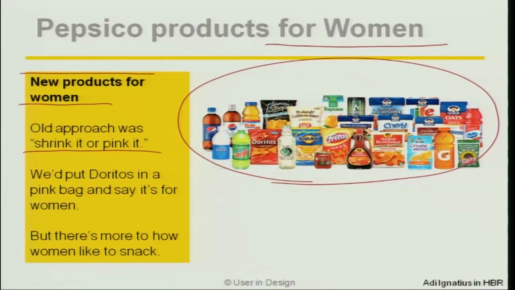So they say that we'd put Doritos, which is one of their very popular chips, in a pink bag and say it's for women. How do you be innovative, right? For long it went on that way. They put it in "shrink it or pink it," right? Then how do you be innovative? How can you be innovative in this kind of a context with these kind of products?